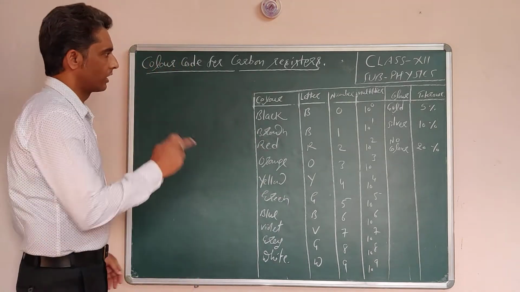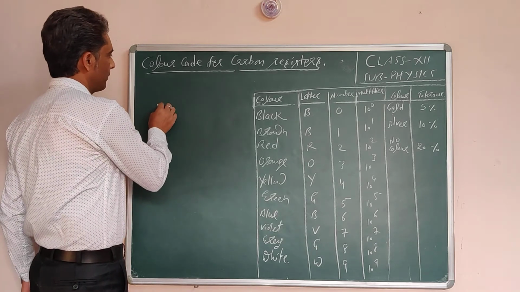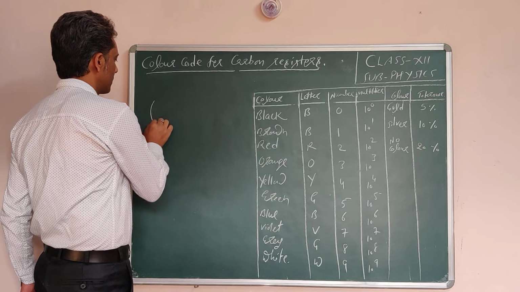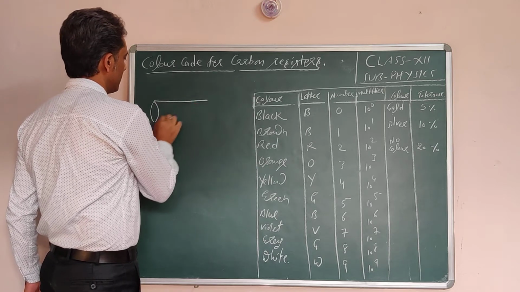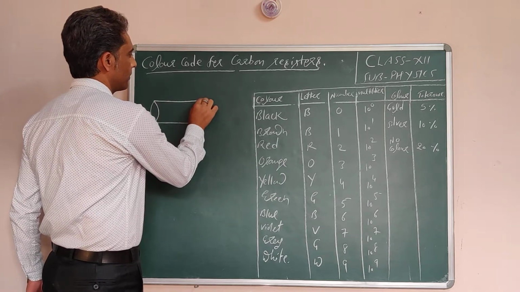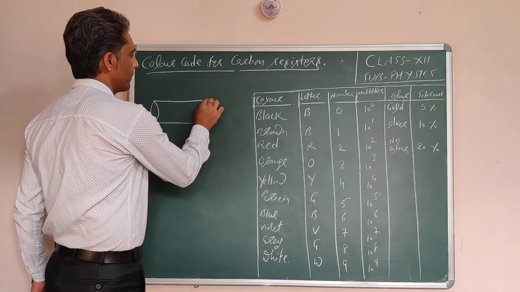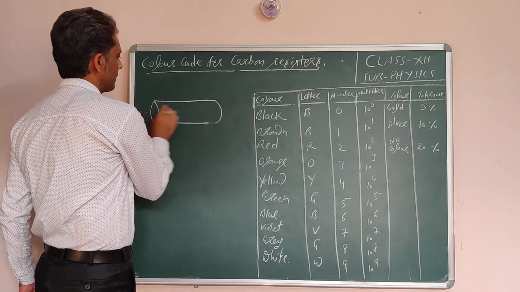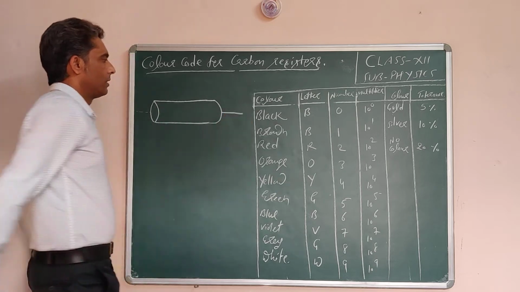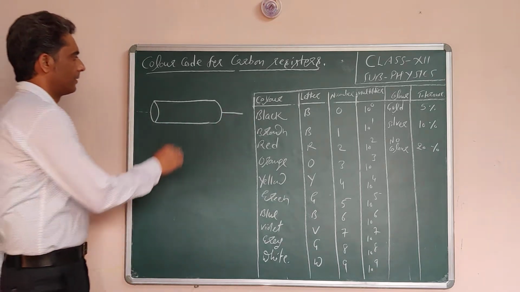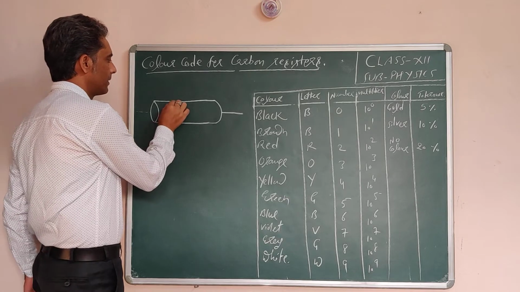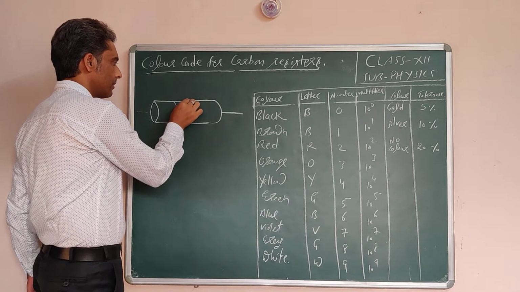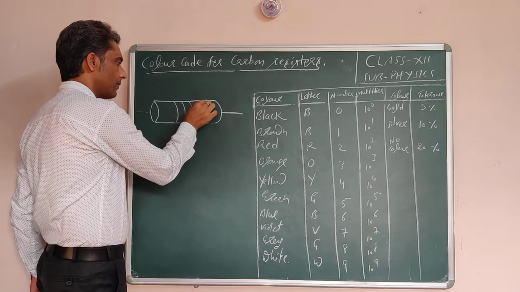So using color coding, if I am having a certain resistor, let this be a resistor. Actually, carbon resistors are cylindrical in shape, so let this be a resistor. Now it can have various color bands: first color band, second, third and fourth one.